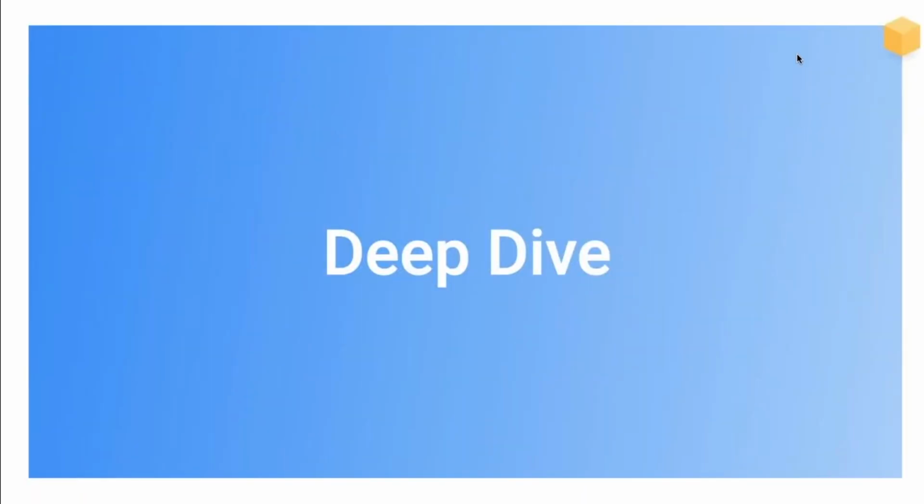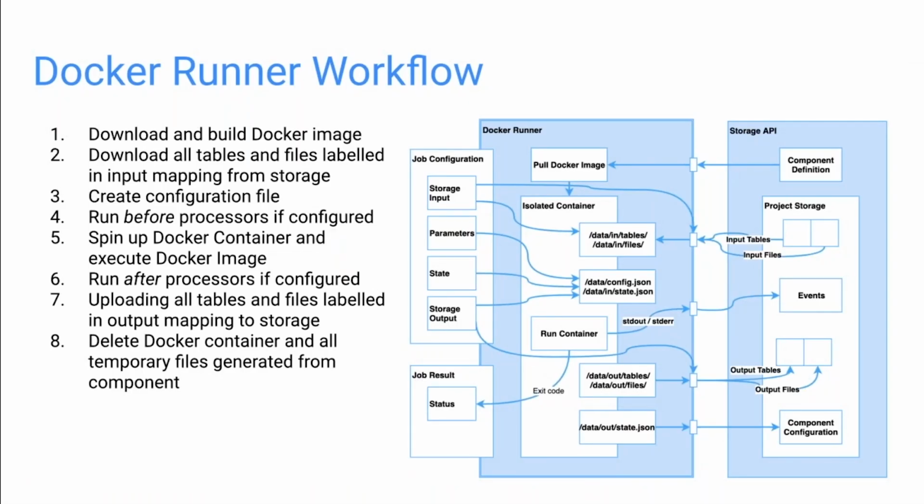Our next chapter, we're going to dig deeper into how Keboola interacts with Docker. So as you guys have seen before, this is how Docker Runner works with the Keboola Storage API. So first, it downloads and builds the Docker image with the Docker Runner over here. So it builds, and then it will build a container. Second, it will download all tables and files labeled in the storage input mapping from storage.